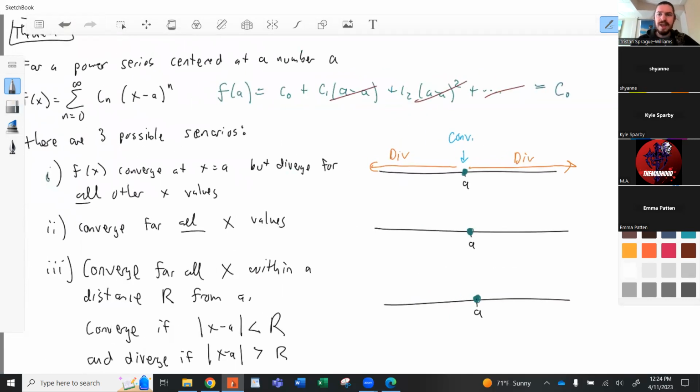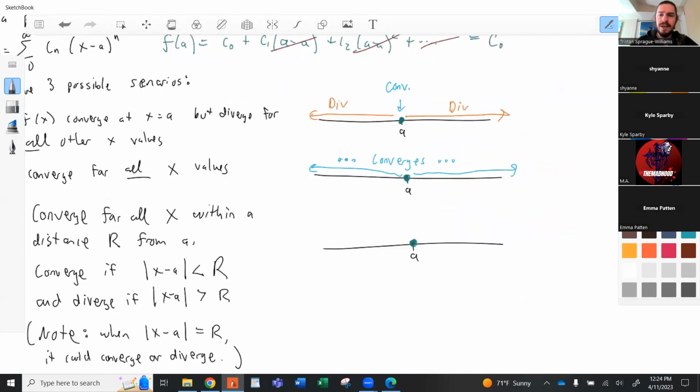In case 2, it doesn't matter what x value you plug in, it just converges all the time. It converges everywhere. That's case 2. And then case 3 is, okay, it converges within a radius around the center. Those are the wrong type of braces. There we go, let me draw my braces a little better. So that is the distance R on the left and the right side. Over here we have a minus R, and this is a plus R. And this situation is where it converges in here.